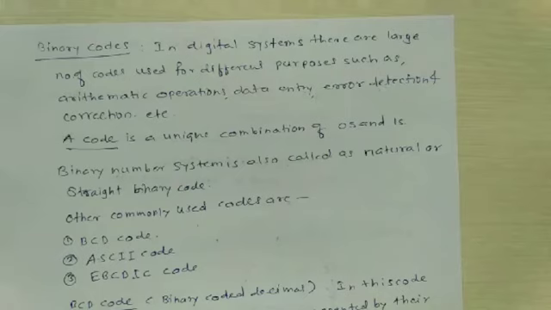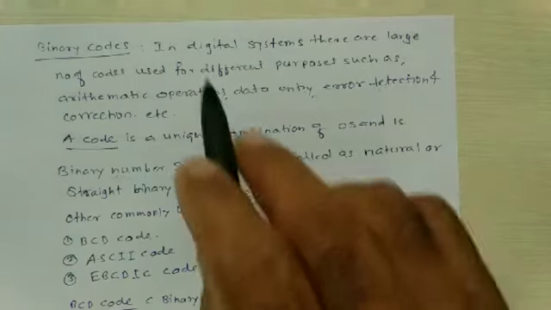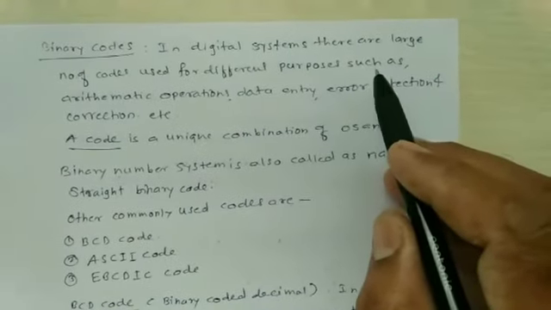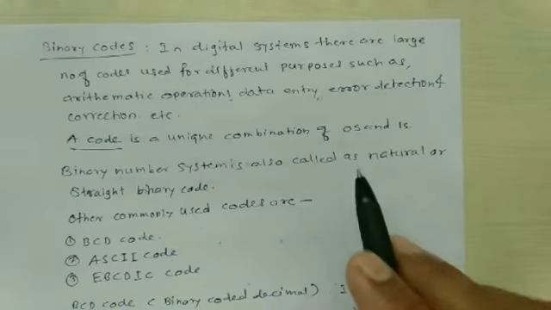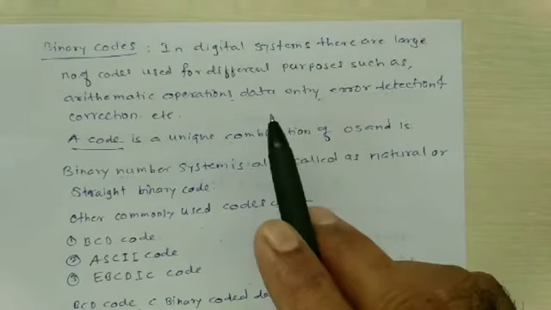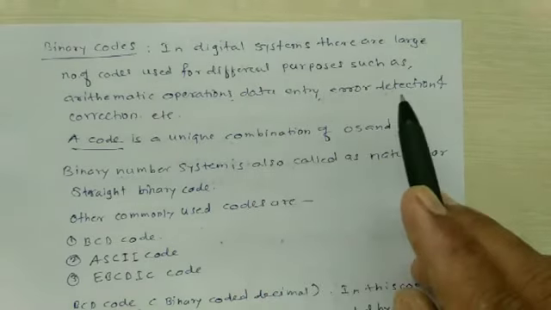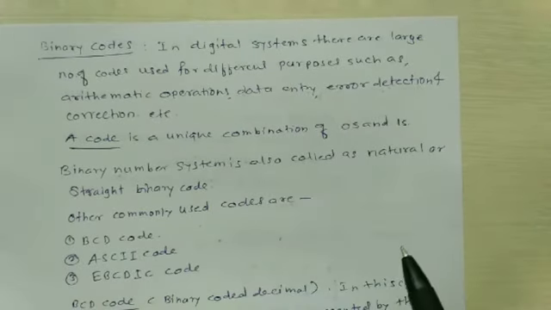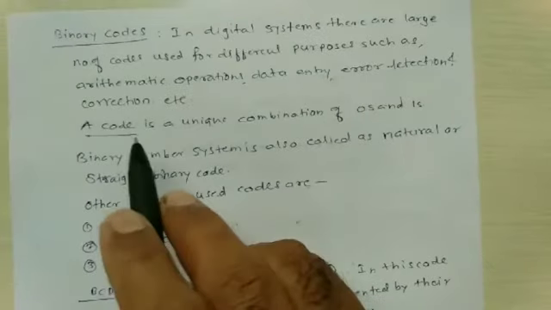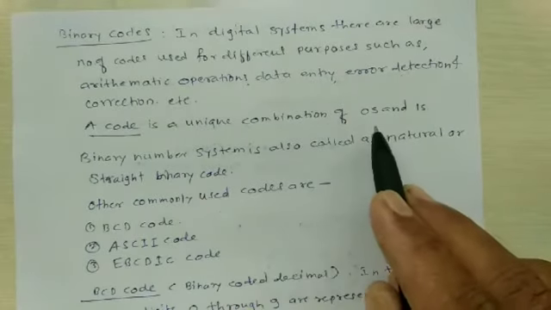Hello students, today we are discussing binary codes. In digital systems, a large number of codes are used for different purposes such as arithmetic operations, data entry, error detection and correction, etc. So what is a code? A code is a unique combination of zeros and ones.